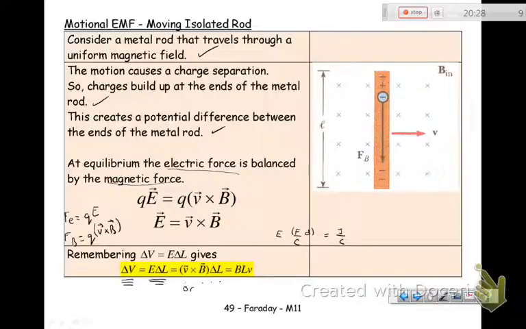And for an orthogonal system, where these are all nicely at 90 degrees to each other, my V is at 90 degrees to my L, and my B is at 90 degrees to both of them, that simplifies to BLV. So my EMF that's created between these two ends is BLV: the magnetic field strength times the length of my rod times the velocity with which I move my rod.